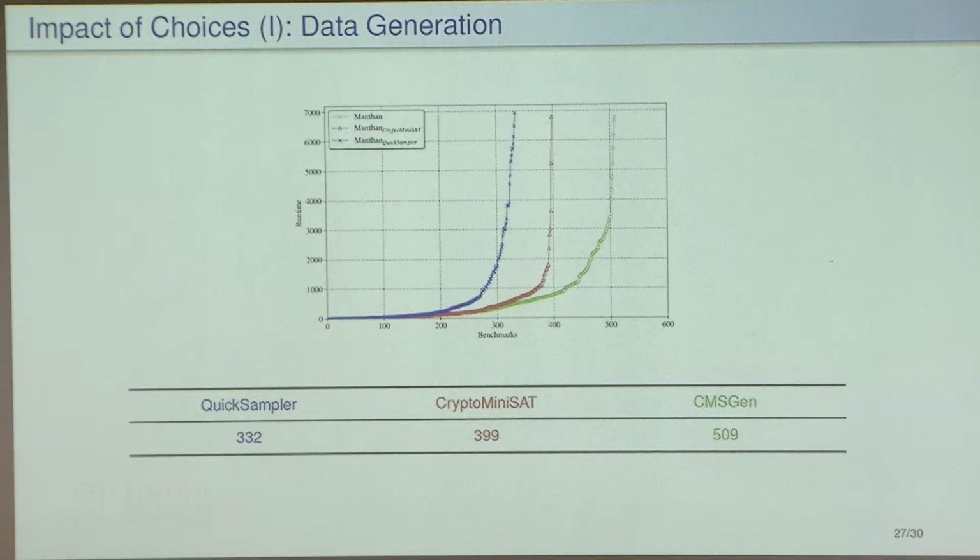I want to quickly highlight that, along the way, we made lots of choices. So I have lots of plots that discuss the impact of the choices. But I want to highlight probably two of such choices. One is we generated the data. So one can ask, how does the quality of the samplers affect how many instances we can solve?